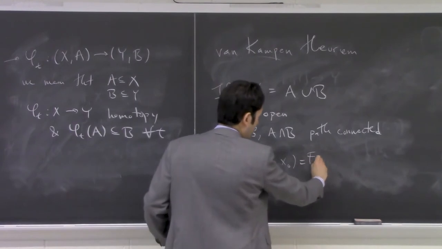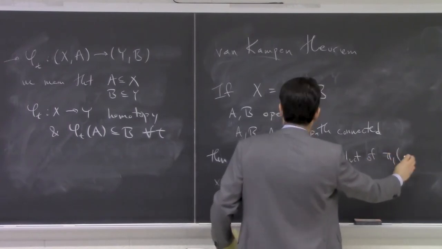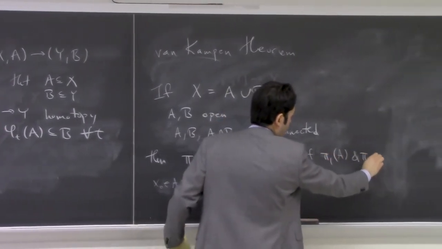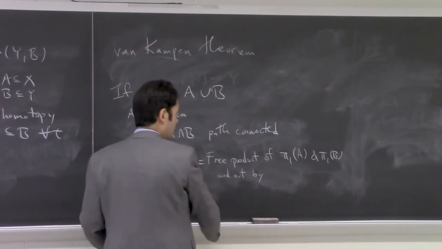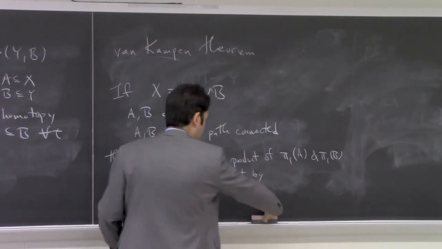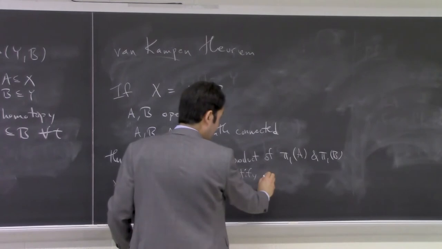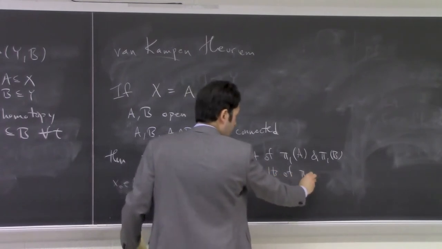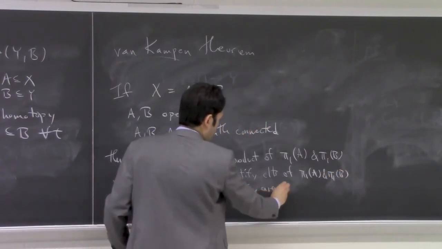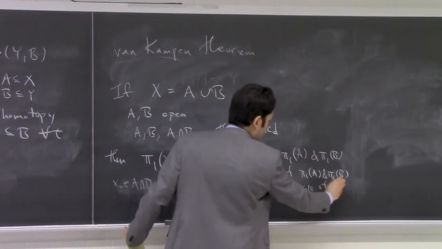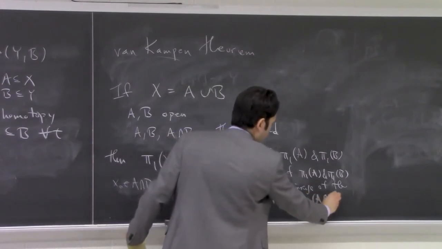is equal to the free product of pi 1 of A and pi 1 of B, where you mod out by, well, let's state it like this, where you identify elements of pi 1 of A and pi 1 of B if they are the image of the same element of pi 1 of A intersect B.